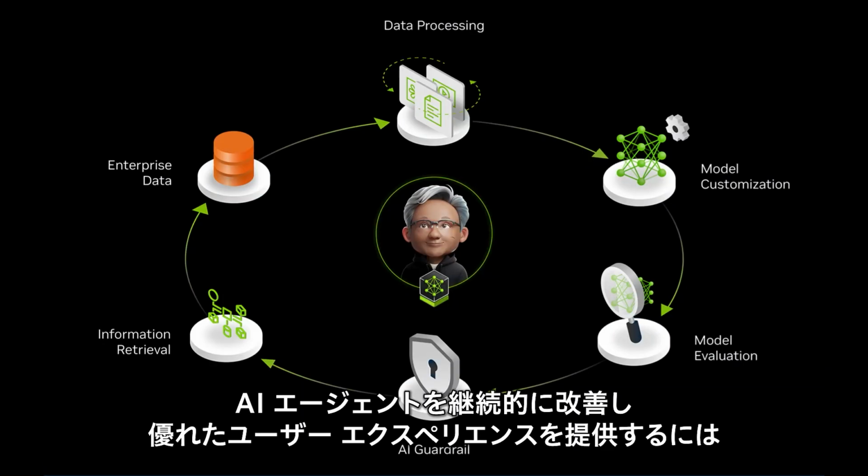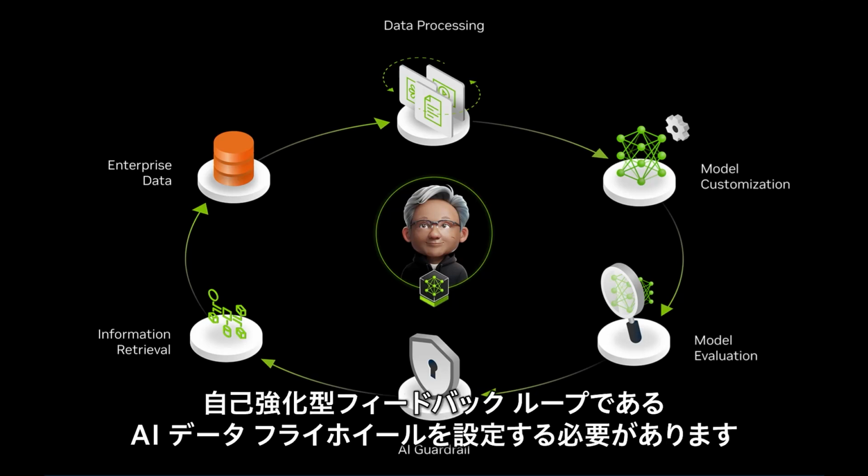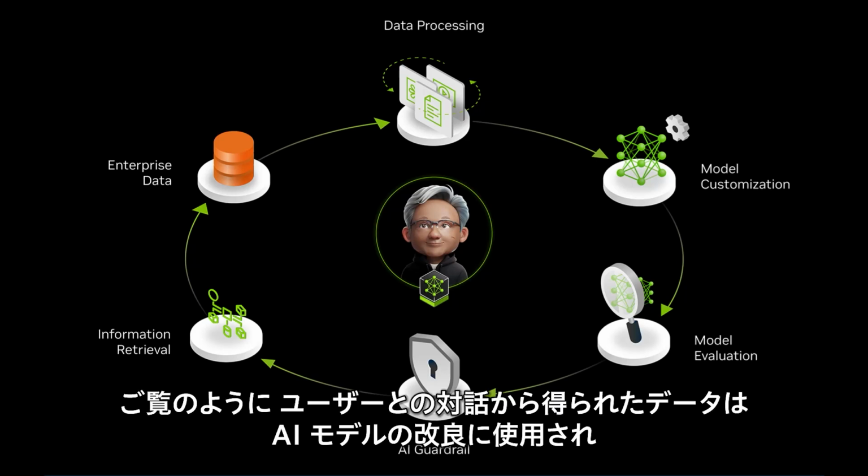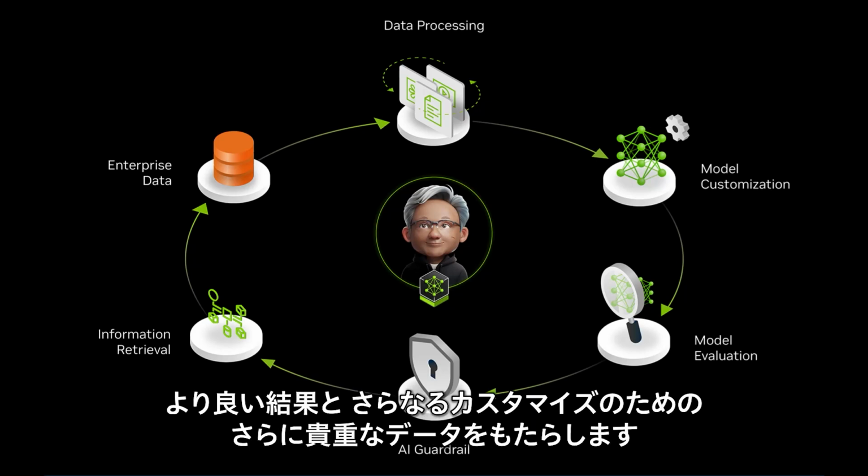To continuously improve AI agents and better provide excellent user experience, organizations need to set up AI data flywheels, which are self-reinforcing feedback loops, as we see here, where the data from user interactions is captured and then used to refine AI models, leading to better outcomes and even more valuable data for further customization.